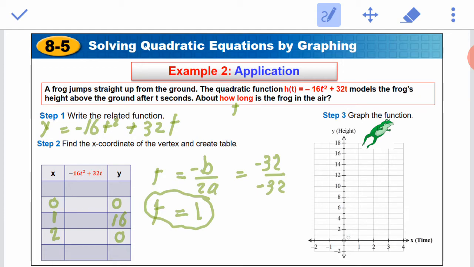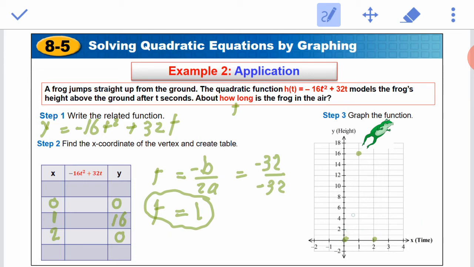0, 0 does make sense, guys, this point, because at the beginning of the time, the frog starts the jump. So time is 0 and the height is also 0. 1 and 16, so after 1 second, this frog jumps in the air to reach 16, whatever the unit used, maybe it's centimeters, so 16 centimeters. 2 and 0, in 2 seconds, our naughty frog is back to the ground level.